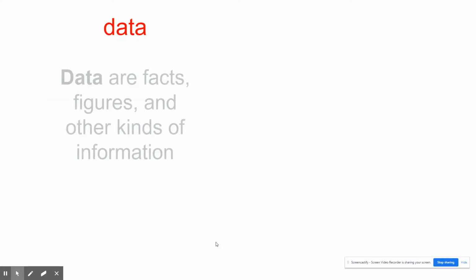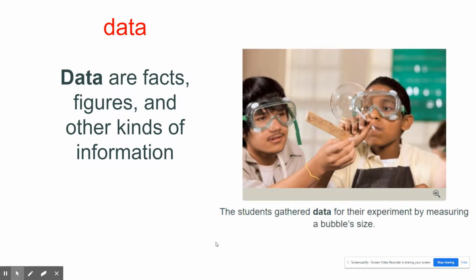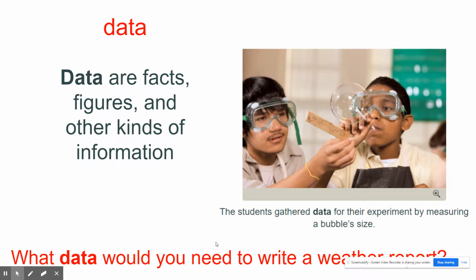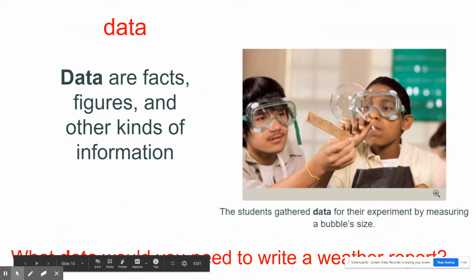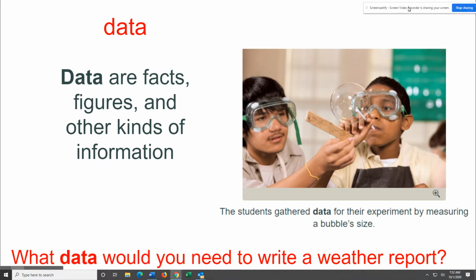Data. Data are facts, figures, and other kinds of information. The students gathered data for their experiment by measuring a bubble size. So data is when you're recording things that you have learned to keep track. What data would you need to write for a weather report?